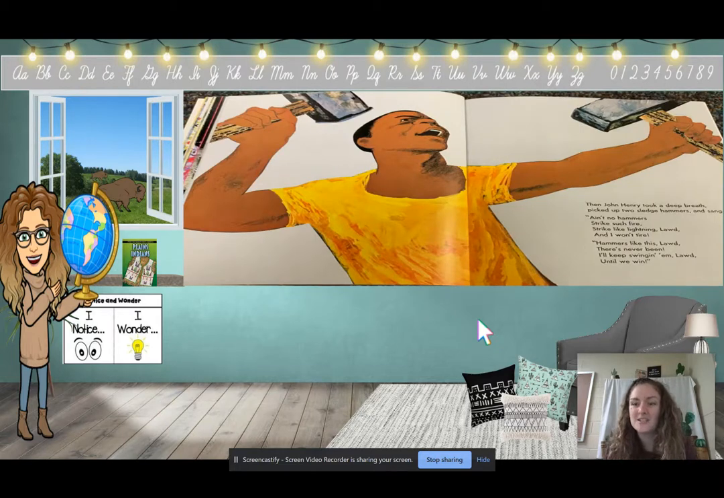Then John Henry took a deep breath, picked up 2 sledgehammers, and sang, "Ain't no hammer strike such fire, strike like lightning, Lord, and I won't tire. Hammers like this, Lord, there's never been. I'll keep swinging 'em until we win."